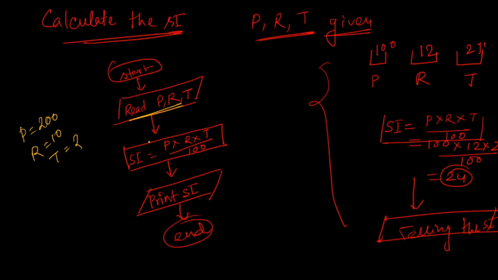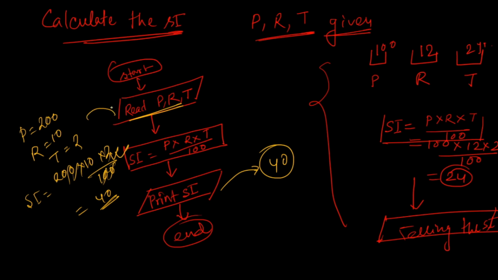Now we will come to this process box, and we will calculate the simple interest, like 200 into 10 into 2 by 100, which will be 40. Now we will be printing that the simple interest is 40, and we will be coming out of this program. When it ends, we come out of the program. So in this way we can calculate the simple interest.